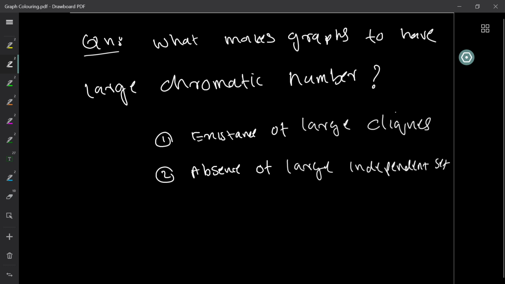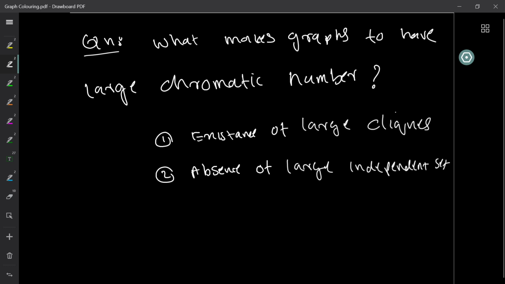So now if you don't have very large independent sets in the graph, right? If all the independent sets are, let's say, of size 2, so the largest independent set is of size 2, then we know that you cannot use one color more than 2 times, right? Because the independent set size is at most 2, so you cannot use one color more than 2 times. So we need at least the number of vertices divided by 2, right? That many colors will be required. So therefore, the absence of large independent sets will also make the chromatic number large.